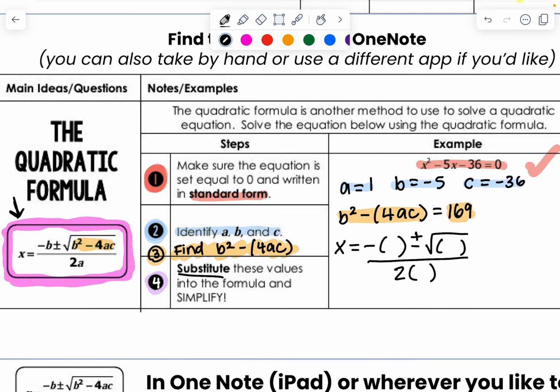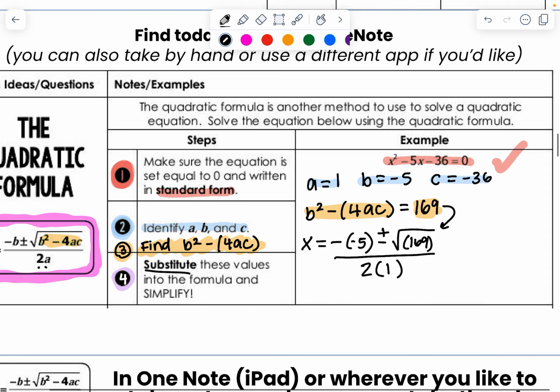So opposite of b. B goes right in here, negative 5. This number, 169, goes right in here, my discriminant. All divided by 2 times a. A was 1. Boom. I'm almost done. I just need to simplify this expression. So I get a negative times a negative.